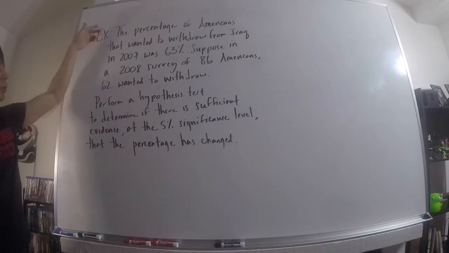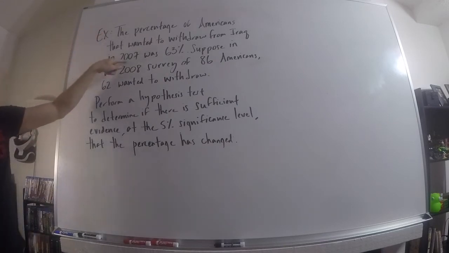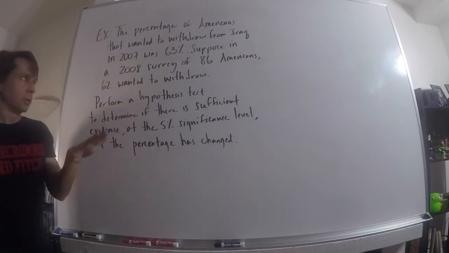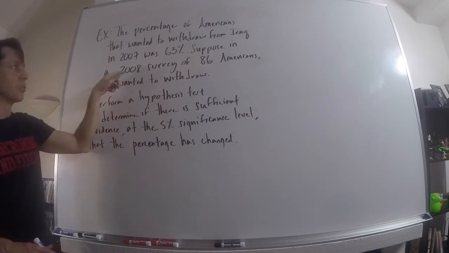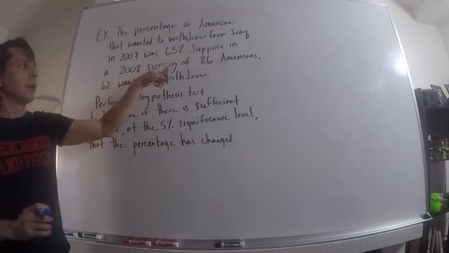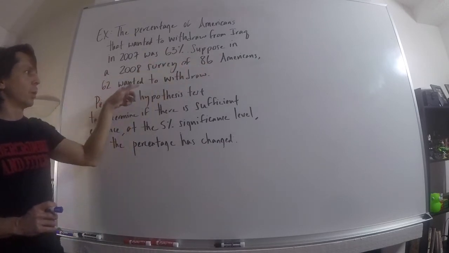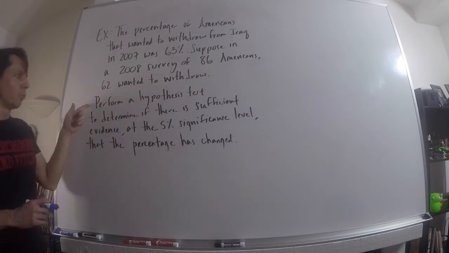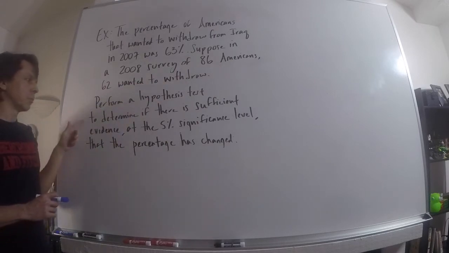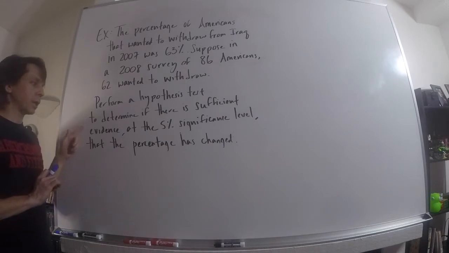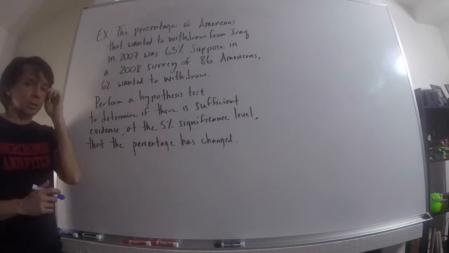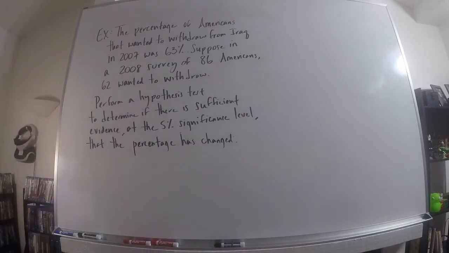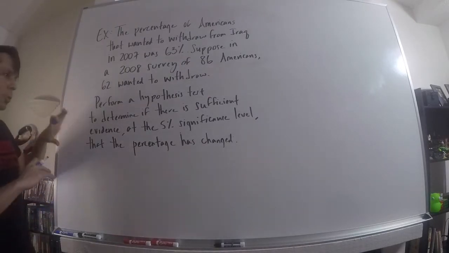The percentage of Americans that wanted to withdraw from Iraq in 2007 was 63%. So that's just information that's given. Suppose in a 2008 survey the following year, of 86 Americans, 62 wanted to withdraw. Perform a hypothesis test to determine if there is sufficient evidence at the 5% significance level that the percentage has changed. Okay, so it's again just telling you to do the whole test.